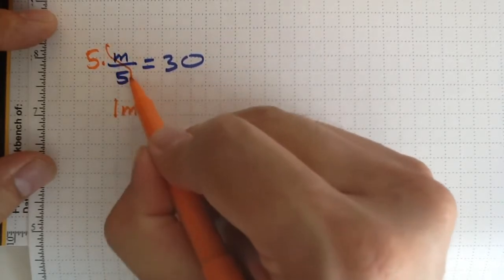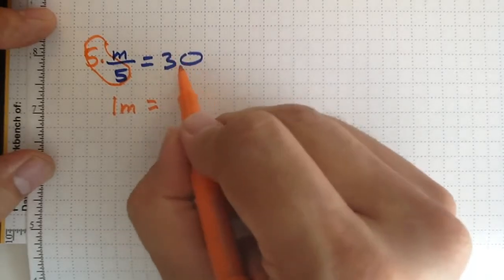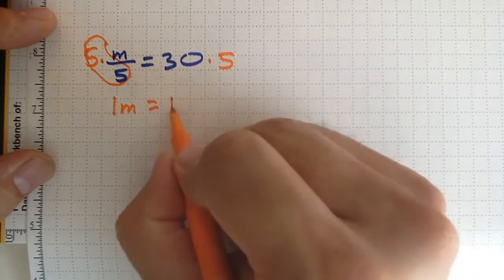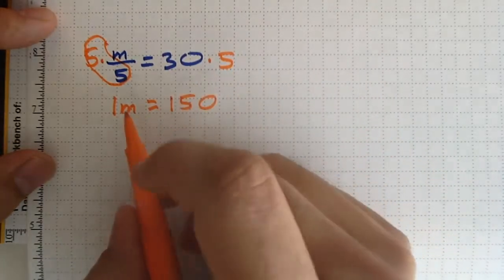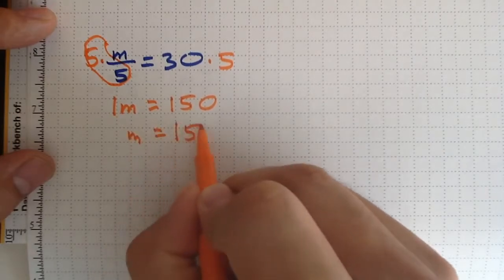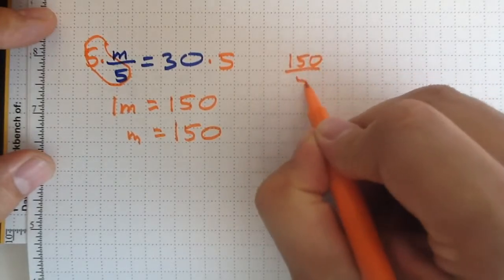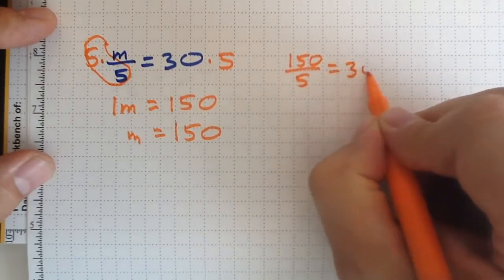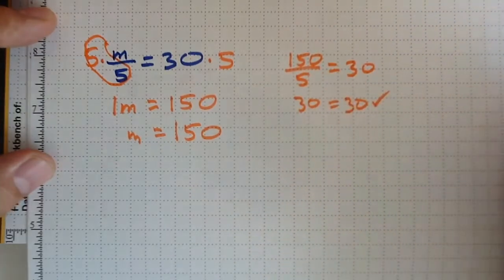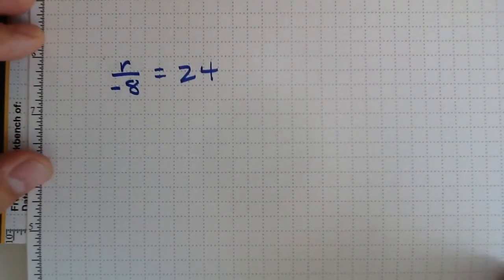Okay, or in other words, 5 divided by 5 becomes 1, and we get 1m. And I can do that because what I do to one side, as long as I do it to the other side, 30 times 5, I get 150. 1m simplifies down to just m, and we get 150. And if I check my answer, 150 divided by 5, does it equal 30? Do the math. Yes, all checks out. Looks good. Okay, so now let's keep going.